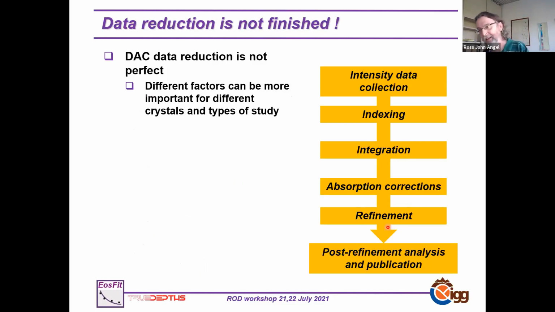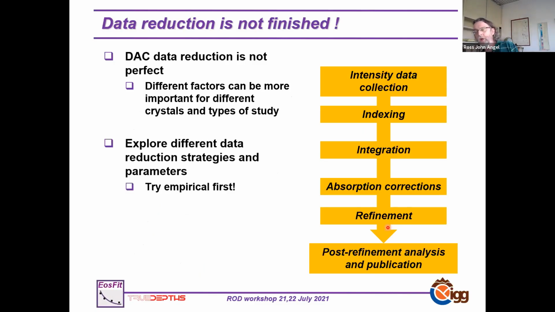So when you've done frame scaling and averaging, you might think that data reduction is finished. You would just go on to refinement for a crystalline air, but diamond cell data reduction is not perfect. As Christoph mentioned, there's different factors, can be more or less important for different crystals and types of study. And what you need to do after you've got a feel for what's going on with your data is I would encourage you to explore different data reduction strategies, different parameters in data reduction within Chrysalis. And Chrysalis makes it easy for you to do that. Try the empirical absorption first.